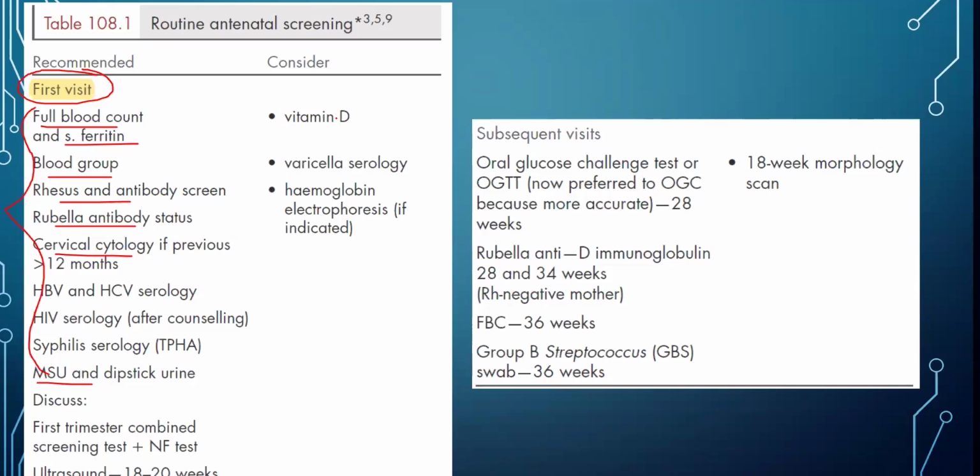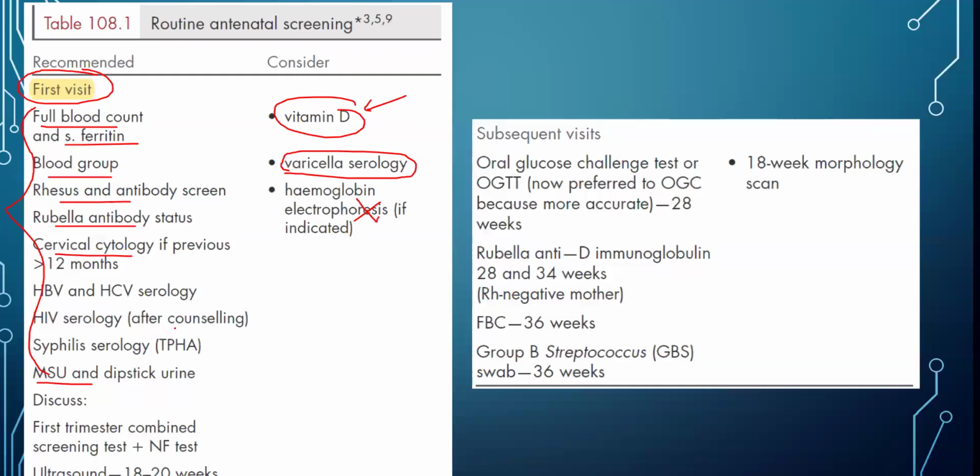For some patients, like someone who doesn't get much sun, or an Asian immigrant, who have a risk of vitamin D deficiency, we will check it. Varicella serology can be checked for someone who works in childcare, with an increased risk of getting it. Hemoglobin electrophoresis is not indicated. Okay, so that will be your first trimester blood tests.